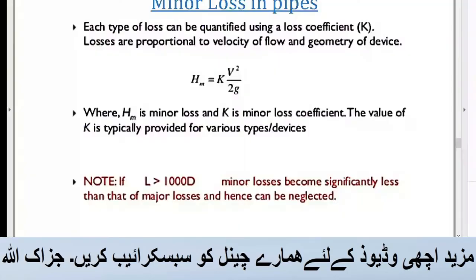Pipes and different head losses. So it is a constant value. And if the length of the pipe is greater than 1,000 times the diameter of the pipe, then minor losses become significantly lower. In that case, we will consider the friction loss.